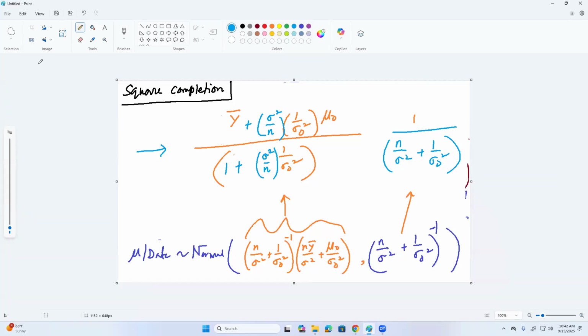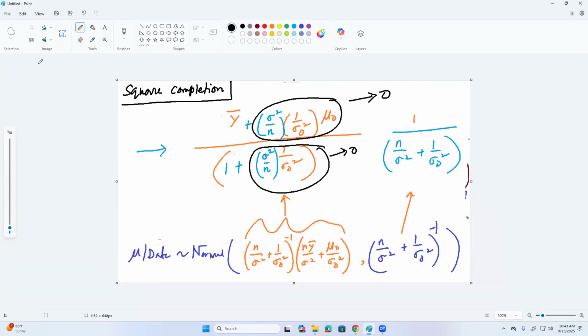What do you see? If n goes to infinity, then this term goes to 0, right? This term goes to 0, isn't it? If n is very large. So that means if you have a huge sample size, then what happens? Your posterior mean of mu becomes your data mean, the data average, when you have a huge sample size. In other words, if you have a huge sample size, the effect of the prior distribution is reduced.